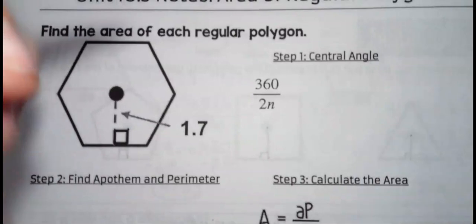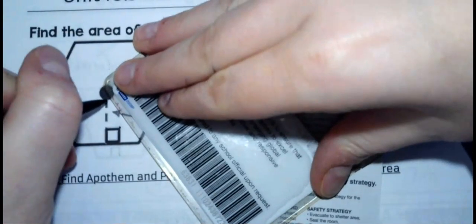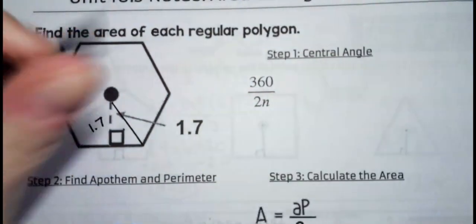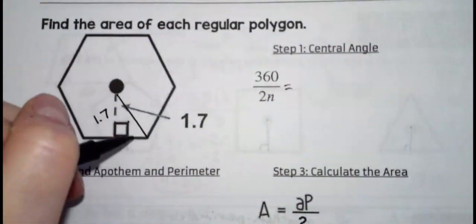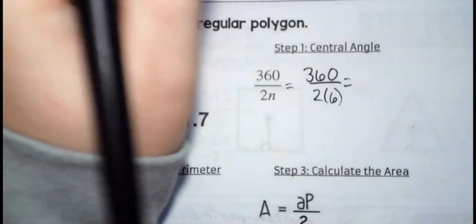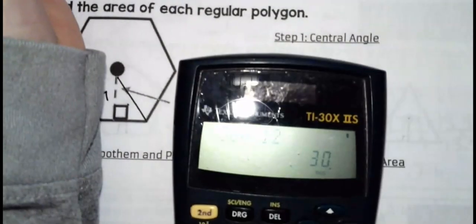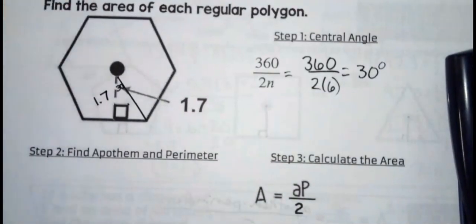All right, so moving on to the next page. We have this triangle here. This is 1.7 for the apothem. So I'm just going to rewrite that there. So remember, this is technically half the central angle because the central angle would be this entire triangle. But we just want half of it. 360 divided by 2 times, now it's 6. So 360 divided by 12 is going to be 30 degrees. So this angle is 30.